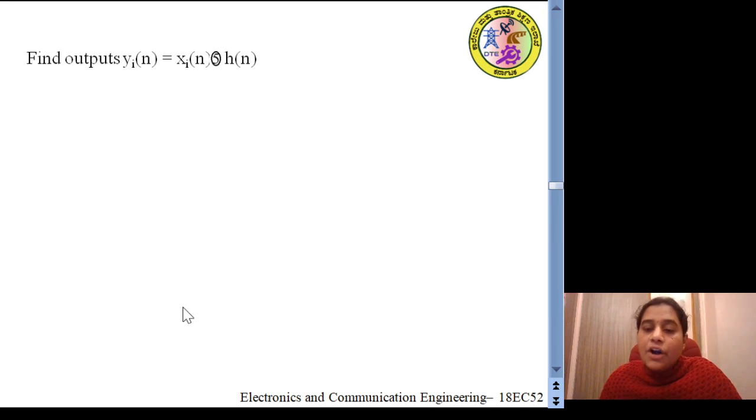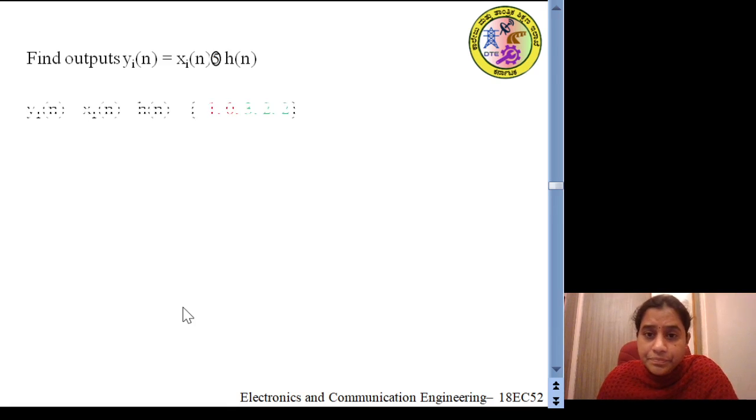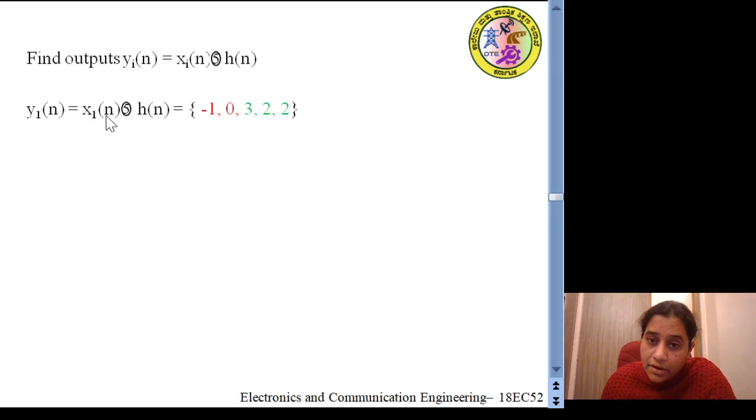Now we have to find the output blocks, that is yi of n, by 5-point circular convolution of the input blocks xi of n with h of n. So our y1 of n can be obtained by 5-point circular convolution of x1 of n and h of n. So we have to generate a square matrix of x1 of n, which we have to multiply with the column matrix h of n.